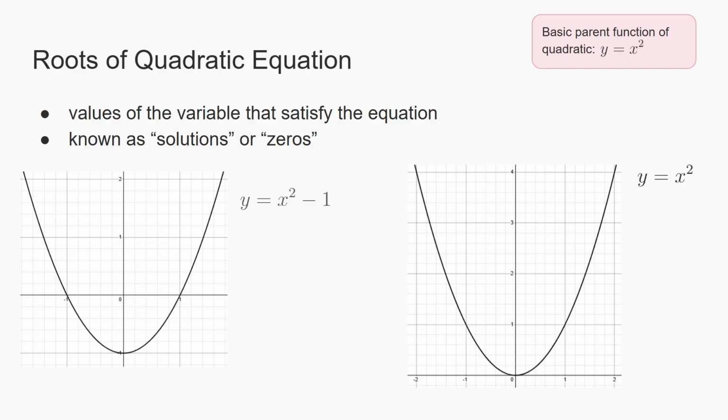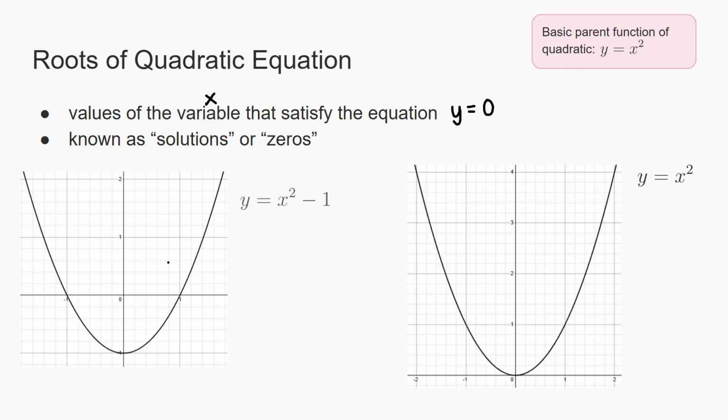The roots of the quadratic equation are the values of the variable, normally x, that satisfy the equation. By satisfy the equation, we mean makes y equal to 0. These are known as the solution or zeros of the equation.